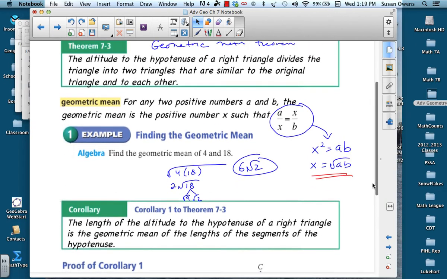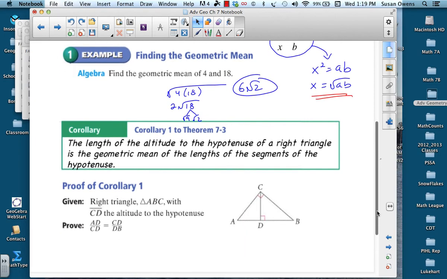And again, if you want to set up this proportion, what you would do is you put the variable, the geometric mean, on one diagonal, and you'd put the other two numbers on the other diagonal, and then you would cross multiply and solve. And you're welcome to go back to that if you would like.